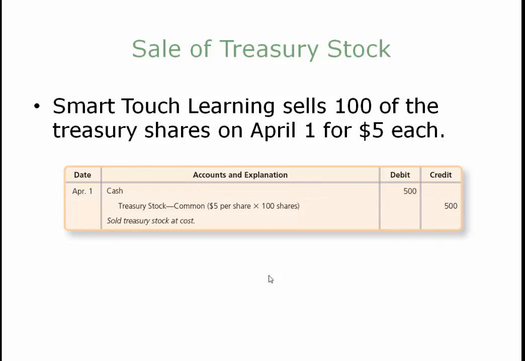And then if they turned around and they sold 100 of those shares, what they're going to do is they're going to take whatever they got for them, and then they're going to take it out of the treasury stock account at the value that they put it in at, $5 a share. So you have $5 a share times 100 shares. They're going to take $500 out of that account.